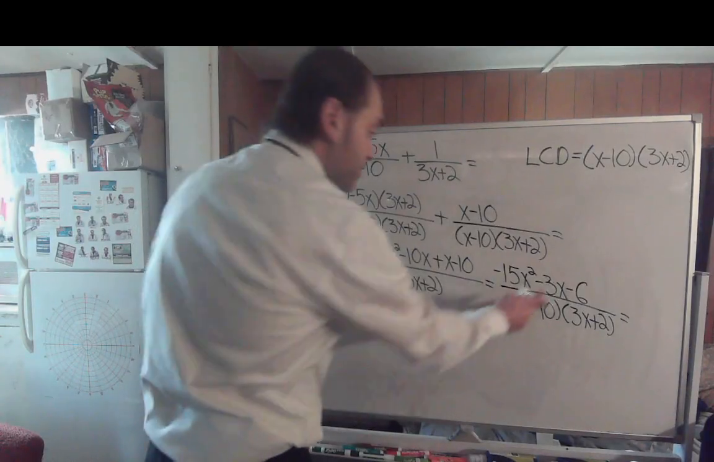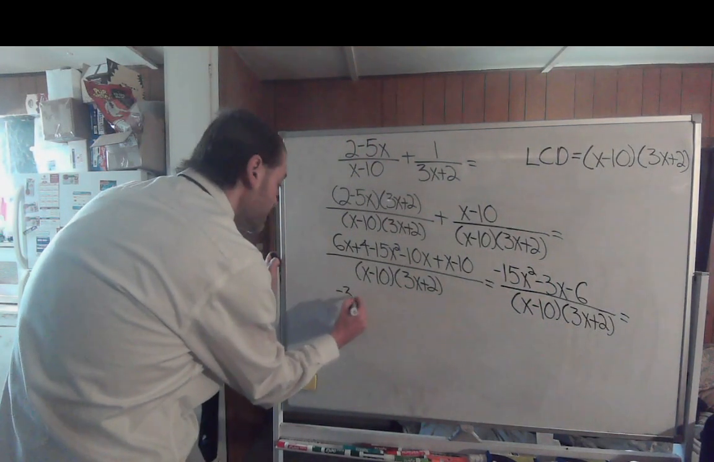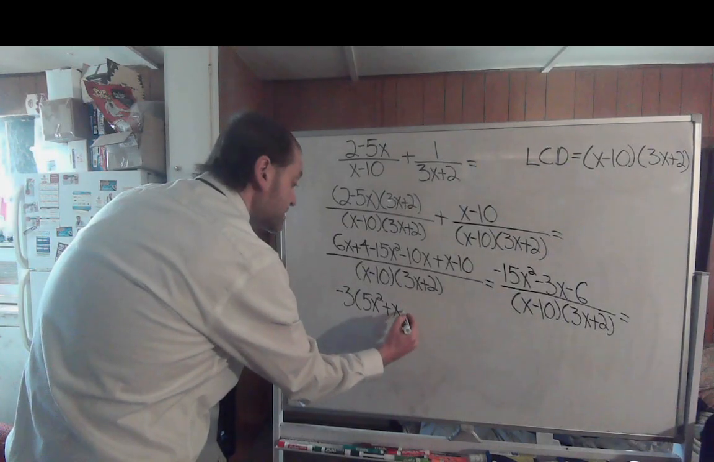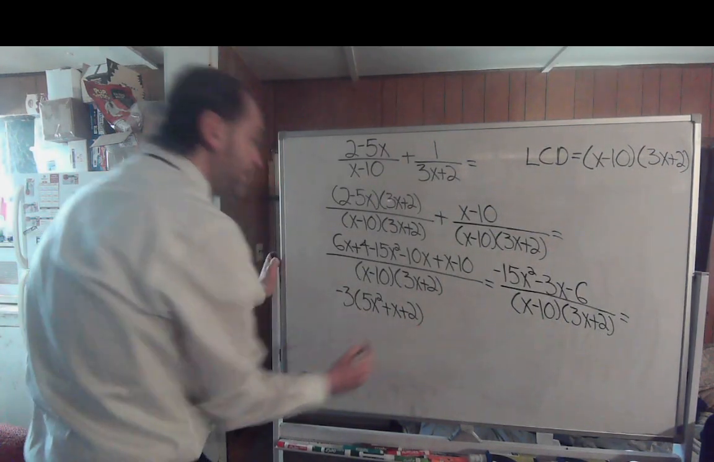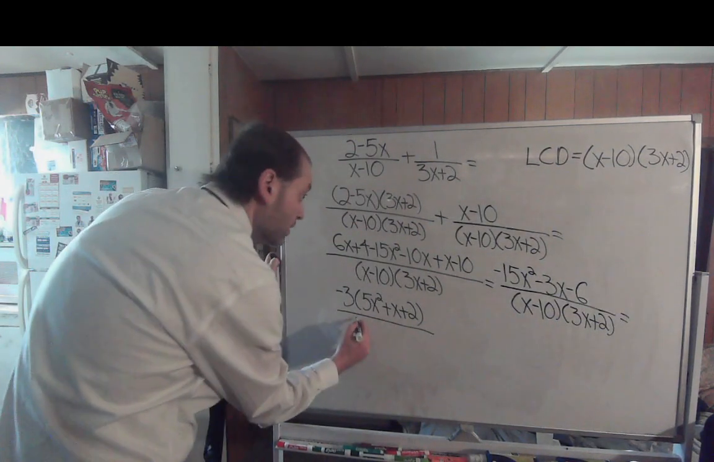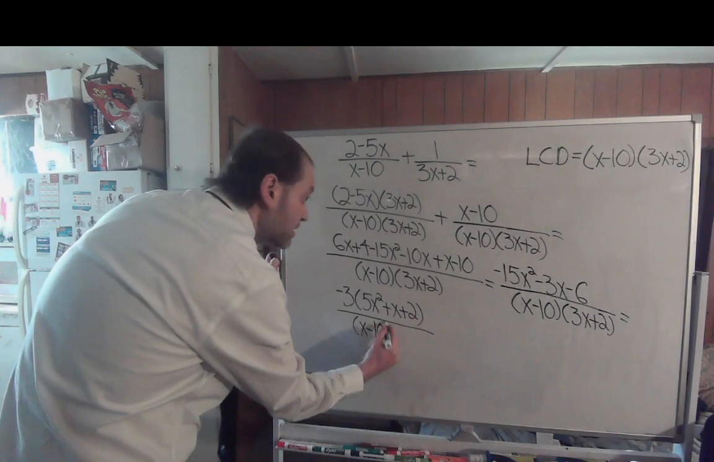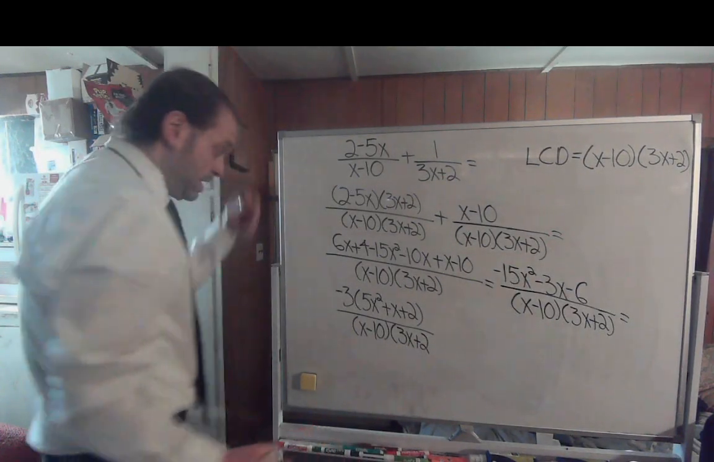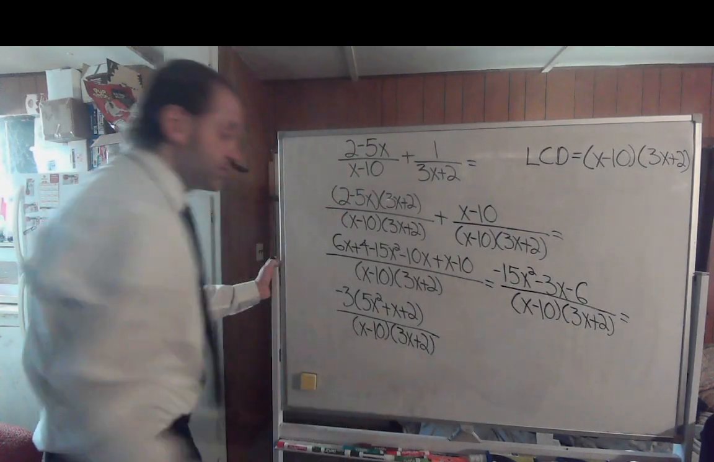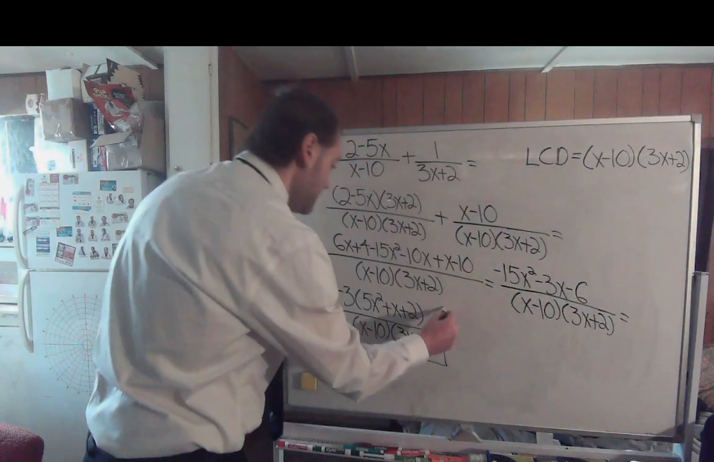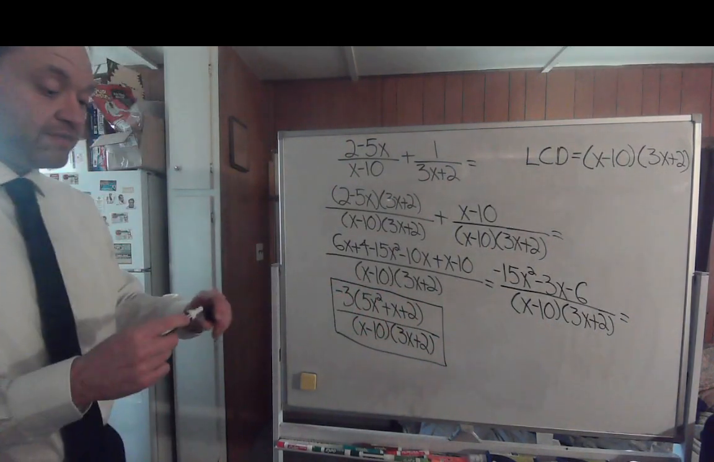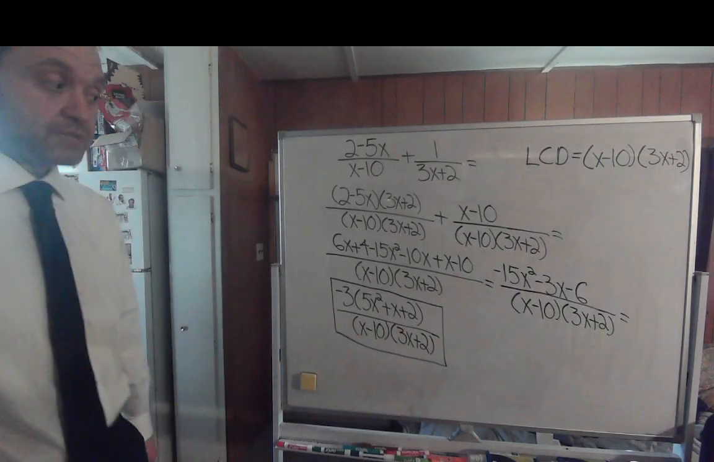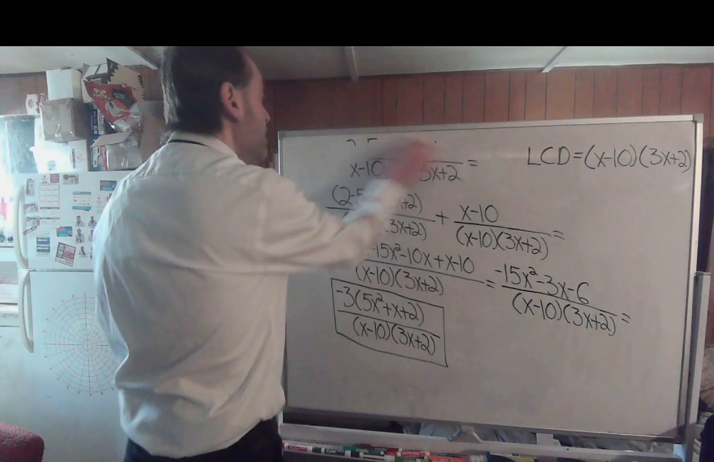Well, we can definitely factor out a negative 3, right? So you would get negative 3 times (5x squared plus x plus 2) all over (x minus 10) times the quantity (3x plus 2). And it doesn't appear that the numerator would factor any further, so this is the best you can get. Negative 3 times (5x squared plus x plus 2) all over (x minus 10) times (3x plus 2). I have about 4 more.